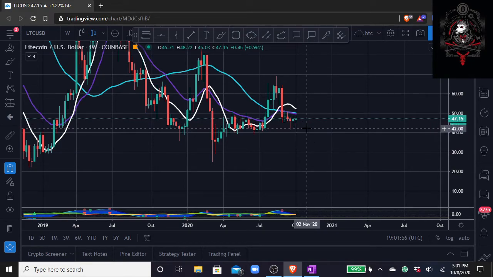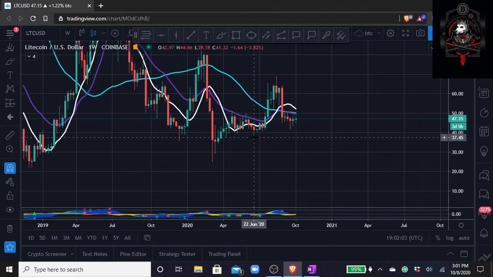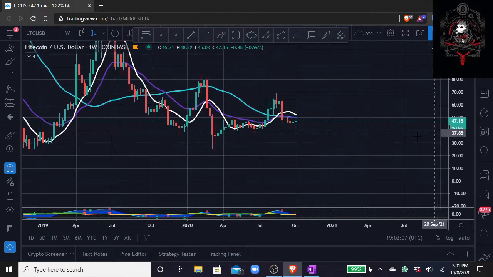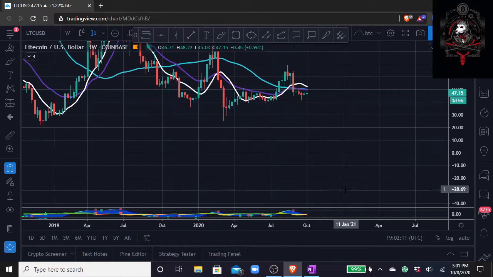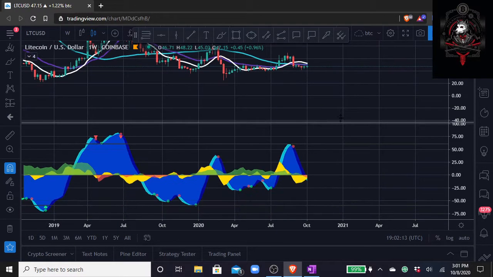But again, same scenario, guys. We have tested these moving averages in this area of resistance several times, so it's a matter of time. It either makes it or breaks it. So again, I cannot stress enough, these are very important times in the markets right now if you are actively trading.